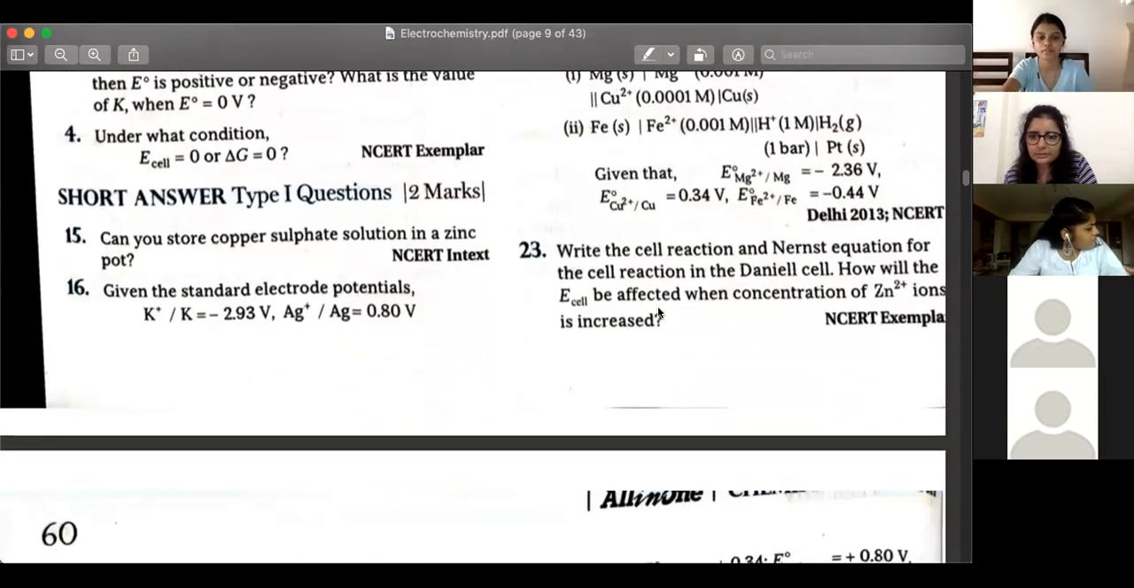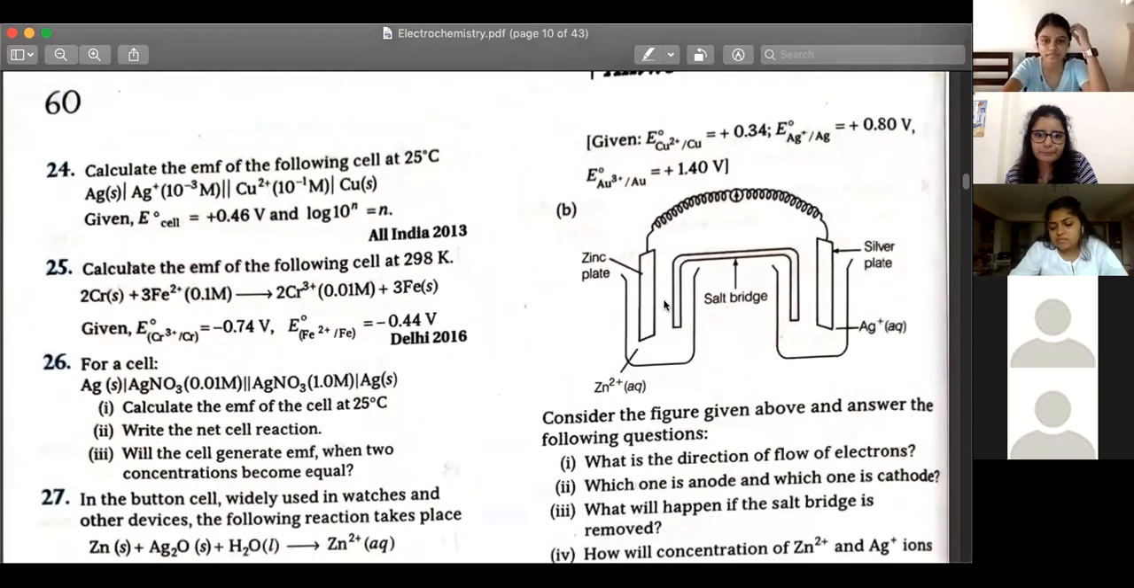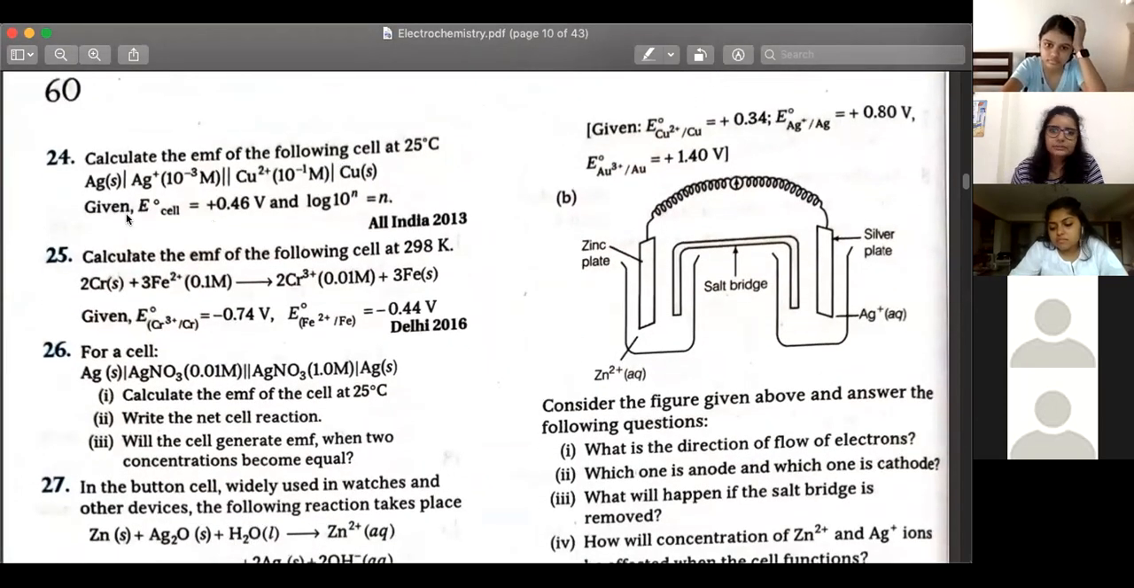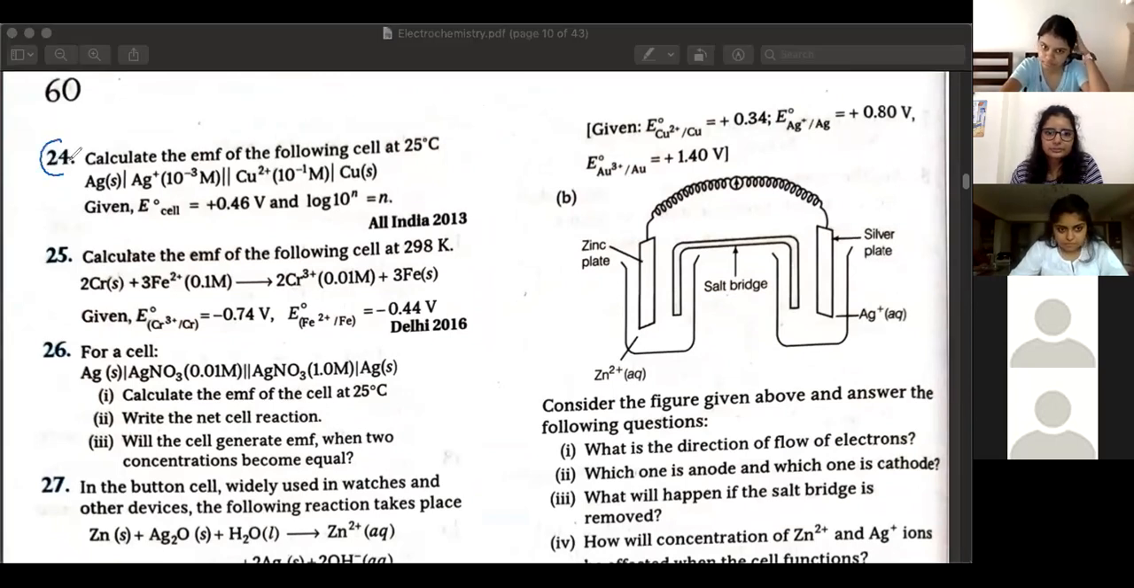Writing Nernst equation. Wait, we can go a step further. Another one, same like this thing, just to get the hang of writing this one also. Question number 24. Calculate the EMF at 25, matlab, ठीक है, 298 Kelvin itself. You're given the concentrations, and oh, it's all 10 raised to the power. So your calculation also becomes so much easier. And they've also given log 10 raised to the power n.